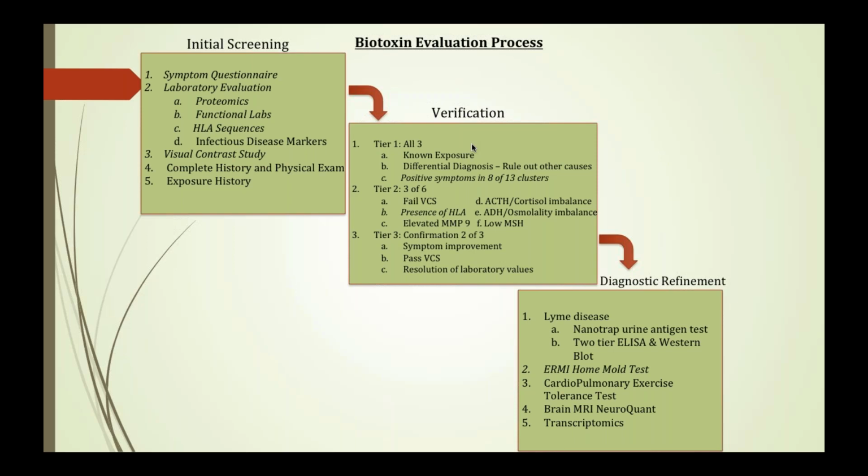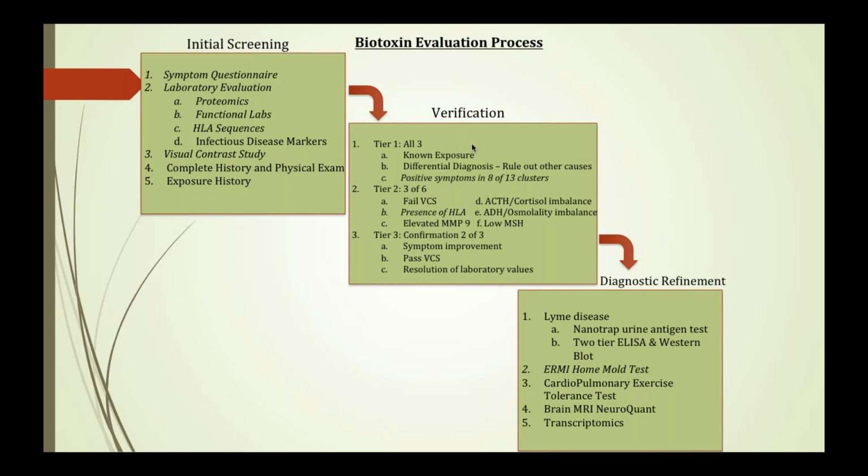And then if they're really short of breath and we're worried about their cardiopulmonary status, they can do exercise tolerance testing. Almost all of our patients, if we can get it, undergo a standard brain MRI. It's non-contrast, but then we add the NeuroQuant. That's actually a software program that many MRI centers have licensed. And then finally, the transcriptomics, which helps us really fully verify what the exposure is.